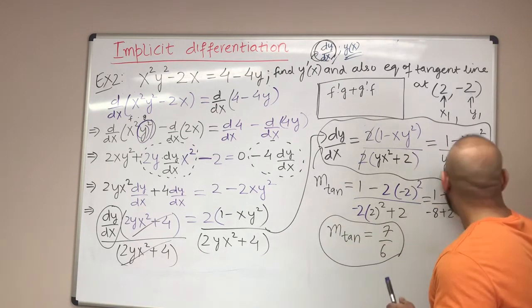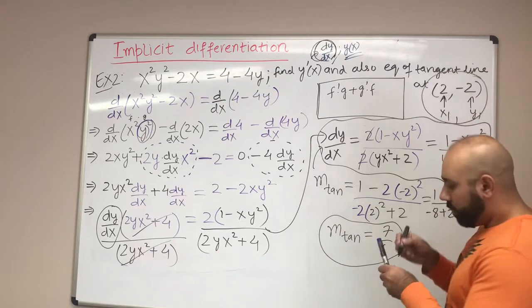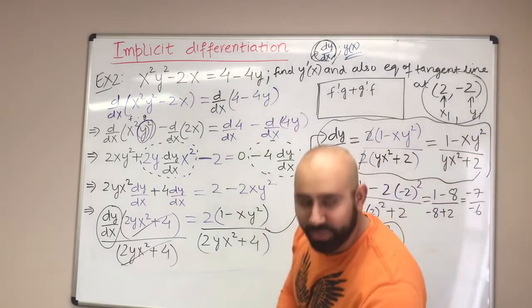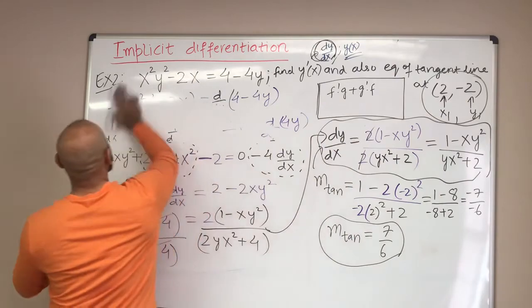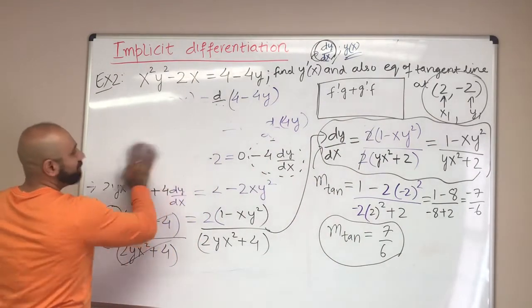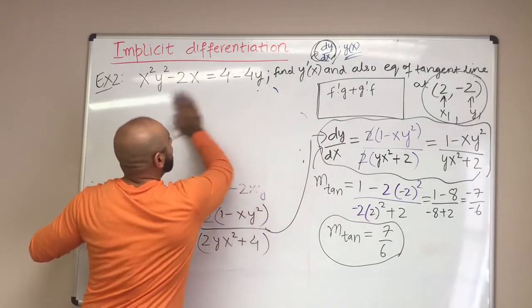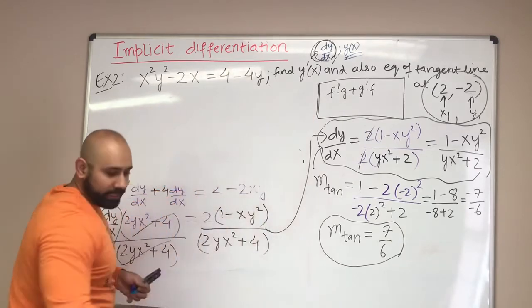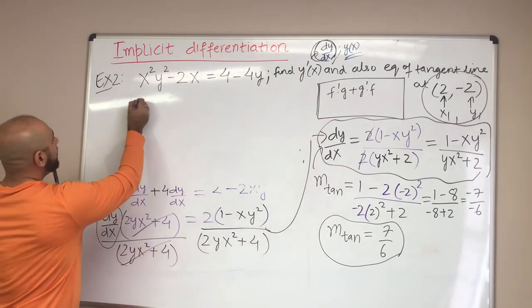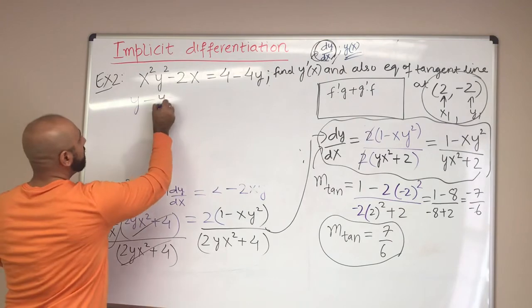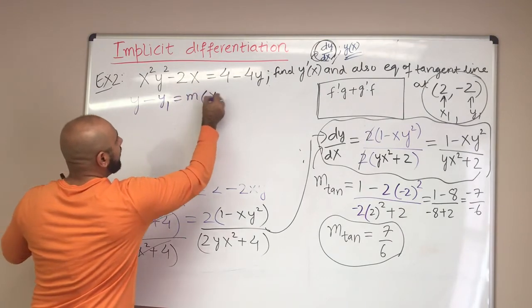I have my slope, I have my point x1 and y1. Nobody can stop me from actually writing my equation of the tangent line. So let's go ahead and write that equation of the tangent line, and we'll be done with this example. So writing the equation of a tangent line, I prefer the point slope form, which is y minus y1 equals m times x minus x1.